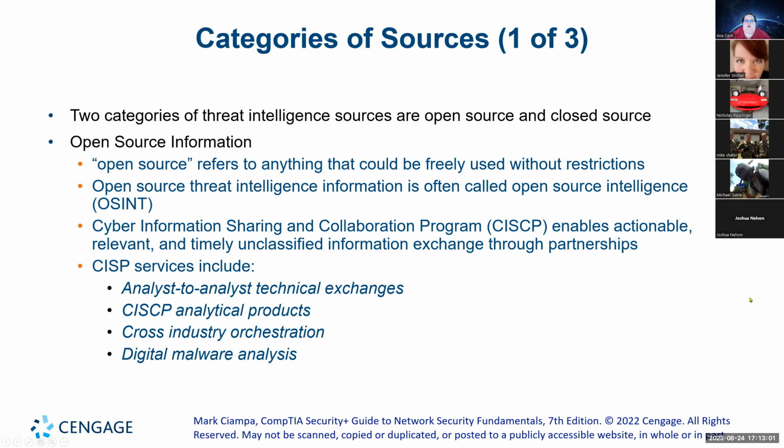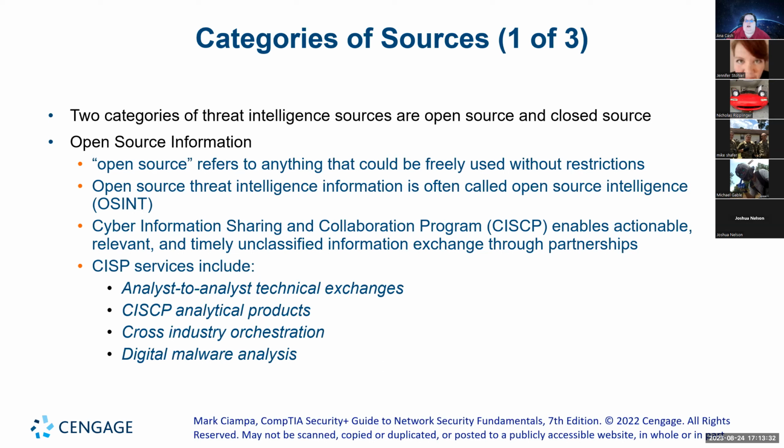Categories of sources. There are two categories of threat intelligence sources: open source and closed source. Open source information is the same kind of premise as with software. Open source refers to anything that could be freely used without restrictions. Open source threat intelligence information is often called open source intelligence. So if you ever see OSINT, sometimes they'll pronounce it like that, that's what they're talking about.